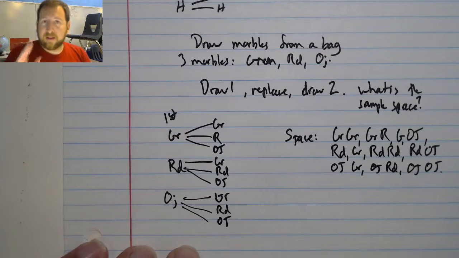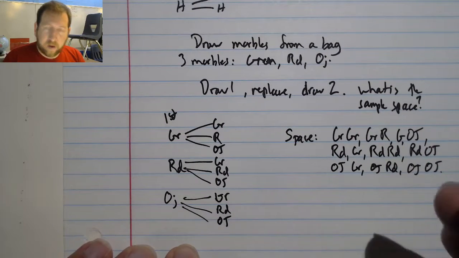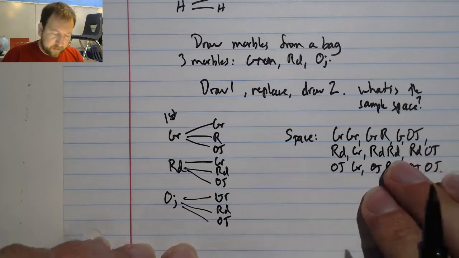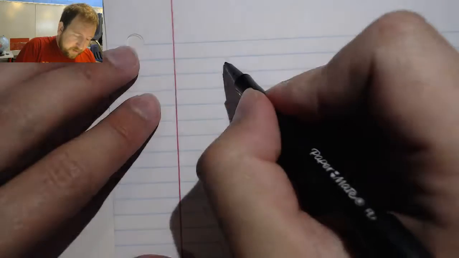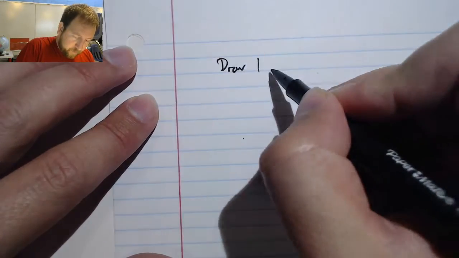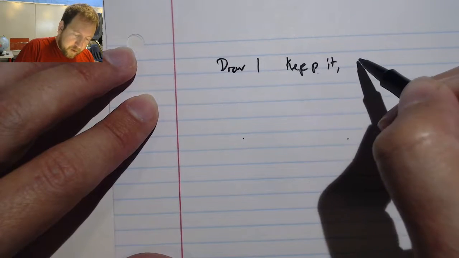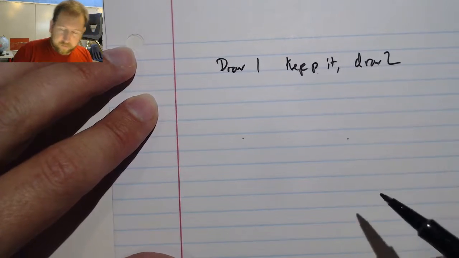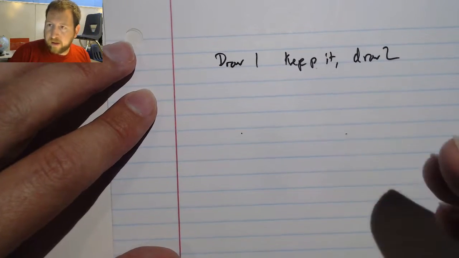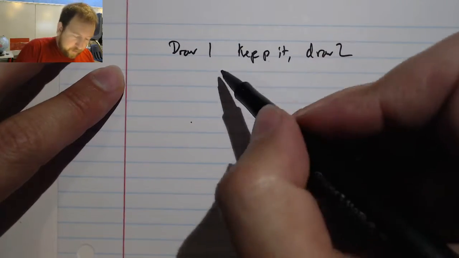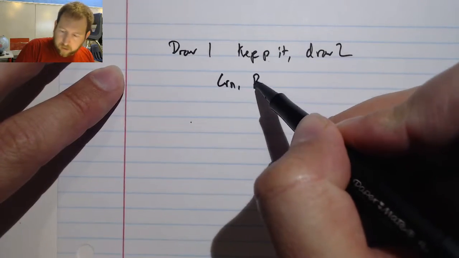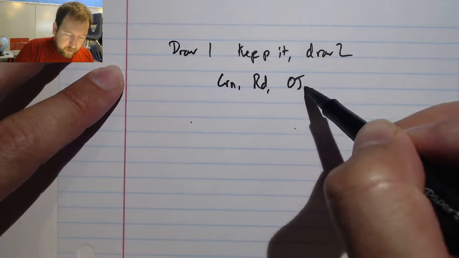Whew. Now lastly, I want to show you a quick example for what happens when I don't replace that second marble. I'm out of space on this page, so I'll go to the second. So in this case, I'll draw one, keep it, and then draw 2. I'll use the same colored marbles that I had. We had a green, a red, and an orange.